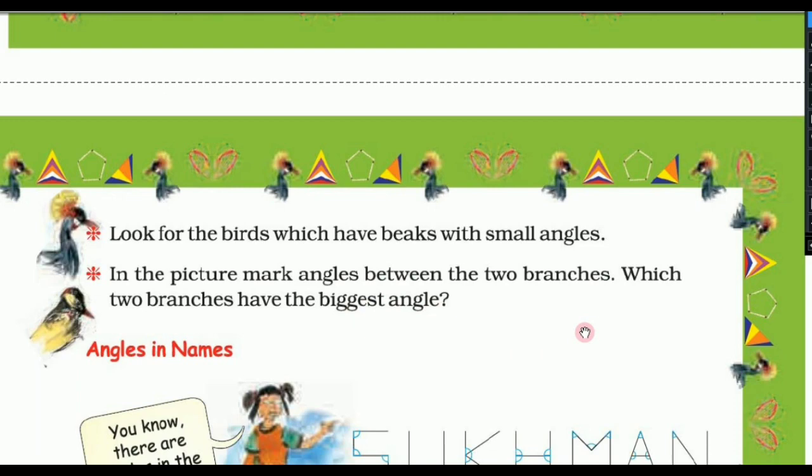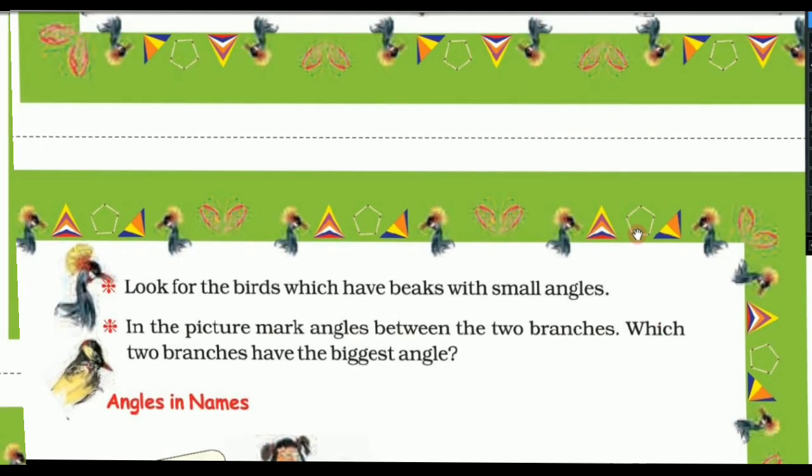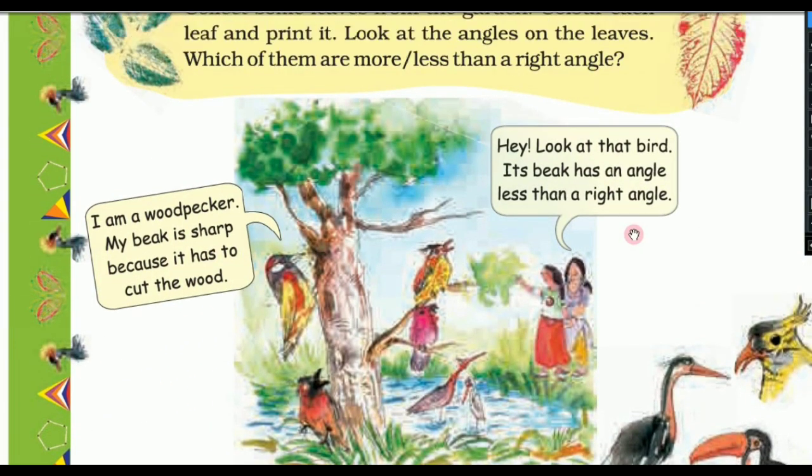So you can see here, the angle between the two branches on which two birds are sitting is the biggest angle. So this is the biggest angle. So here we can mark.